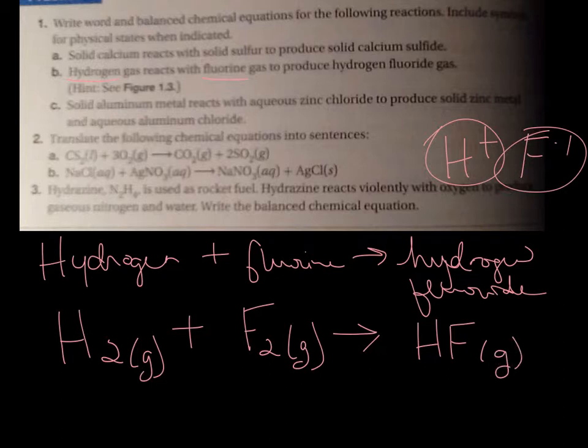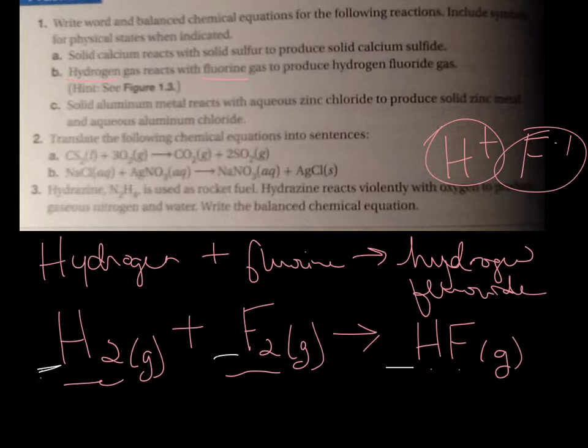Now our balancing is where we get using the coefficients. Coefficients are those numbers that we put out in front of the formulas. In this case, we will need to balance because we have 2 hydrogen and 2 fluorine on the reactant side, but we only have 1 hydrogen and 1 fluorine on the product side. So our coefficients are going to go in front. We only put numbers where we need them, and you never put a 1 in front of the formulas.